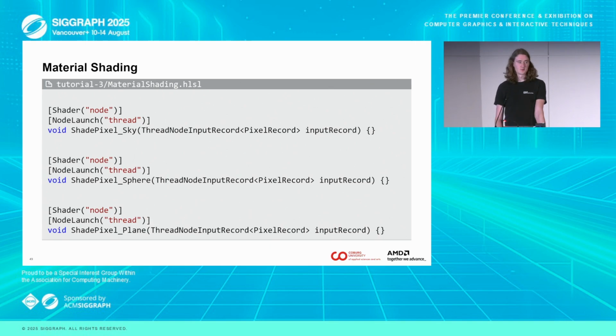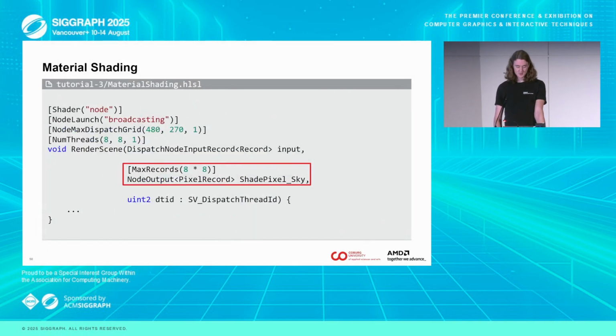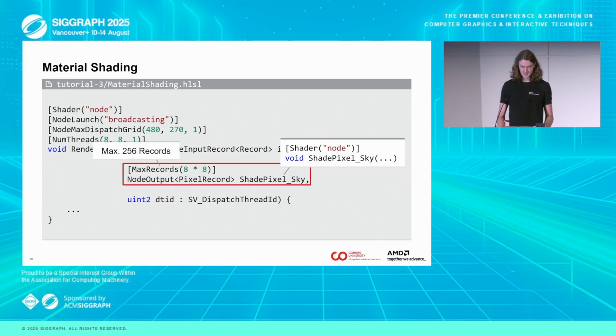Now with all of these nodes defined, we need to be able to output records to them, so back to our render scene node. To get rid of this thread divergence switch case statement, we now want to output a record for each of the pixels corresponding to the material that we found in it. But there's a problem. If we would declare each of these materials, here you see the example for the shade pixel sky material, if you would do the same for the plane, the sphere, and many other materials, we'd soon hit the limit of the 256 records that WorkGraphs allows.